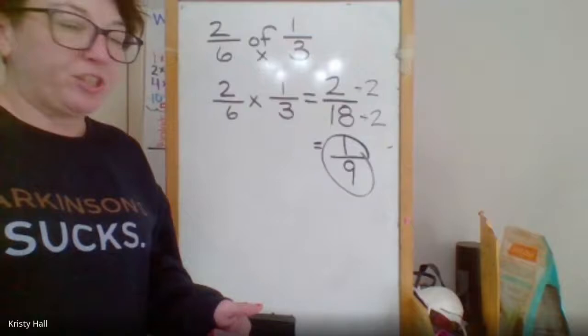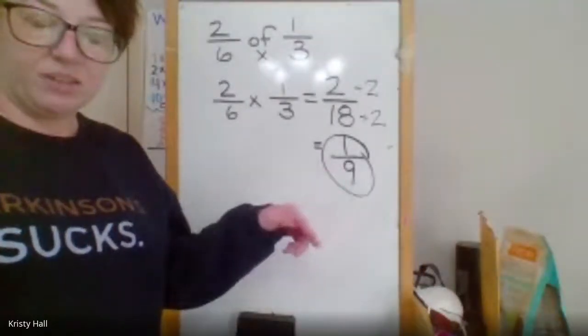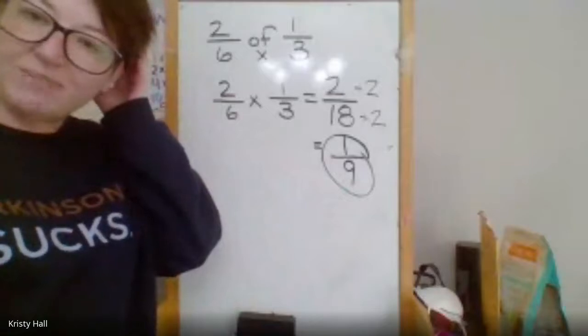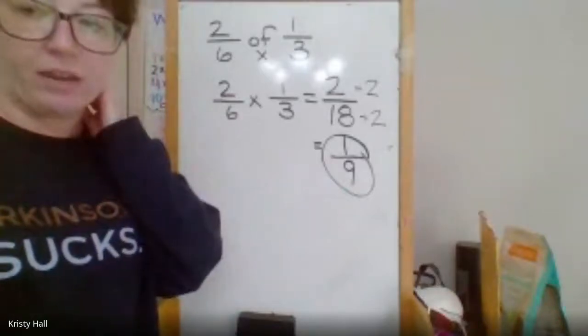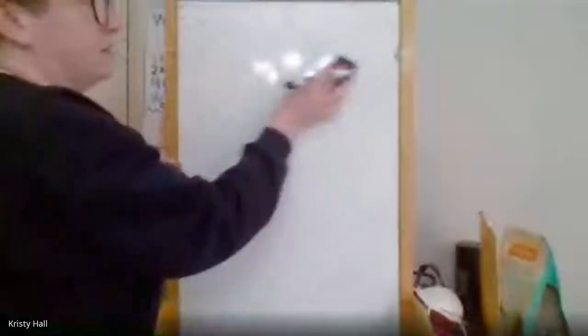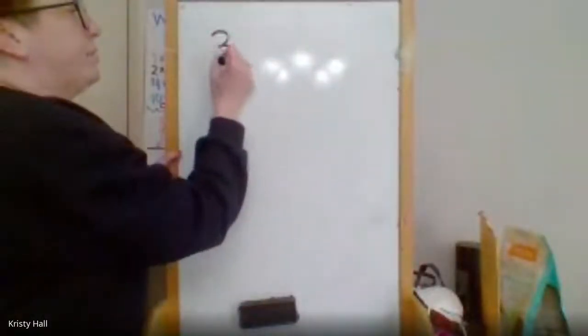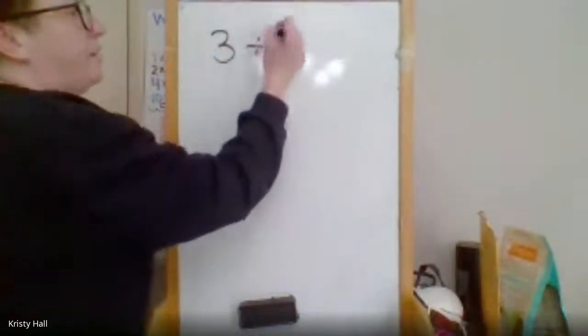Okay, now Summer, did you notice how I left my answers as fractions? Earlier you were dividing, I think, to make them into decimals, and you don't have to do that, okay? Just keep them as fractions. Okay. All right. Write down this one. 3 divided by 1/2.